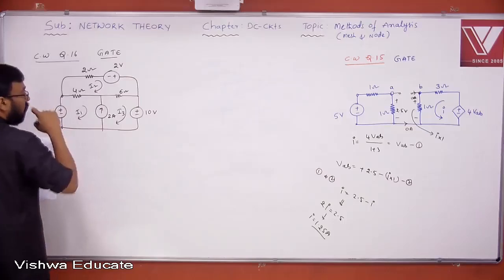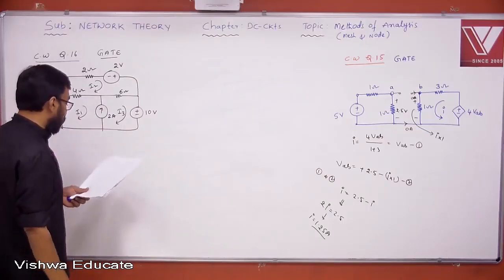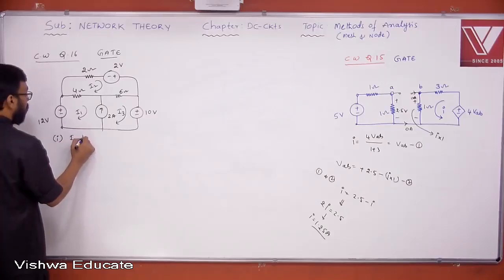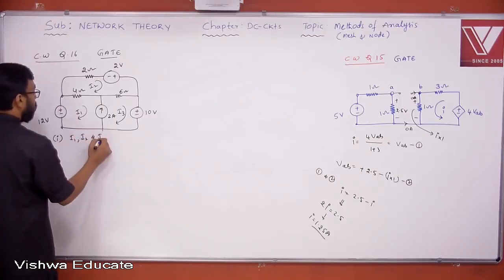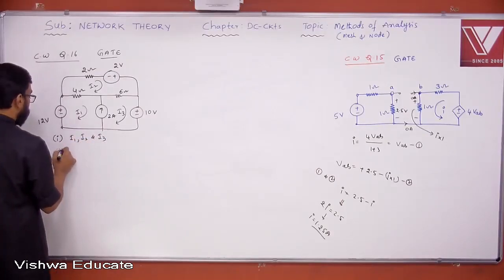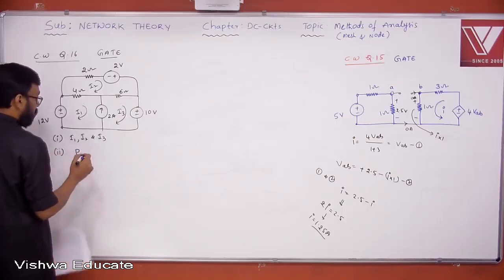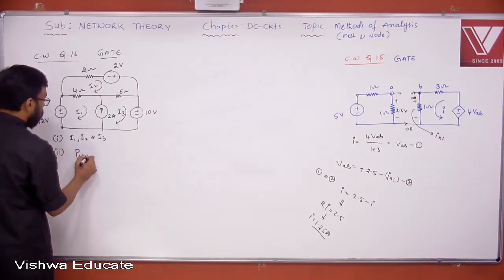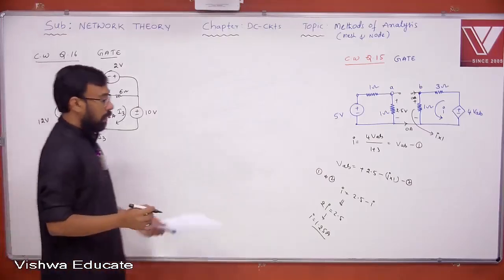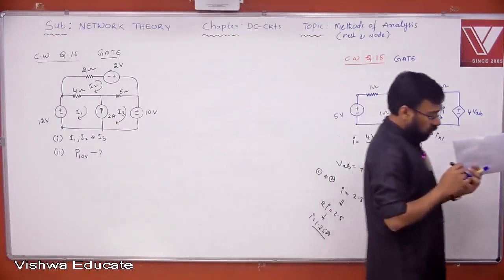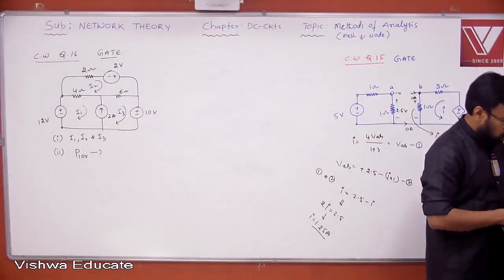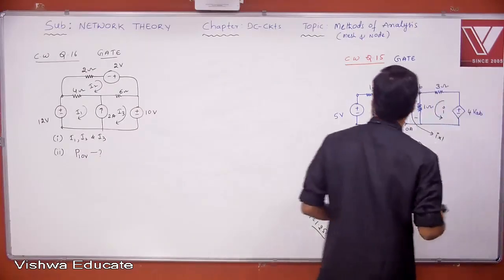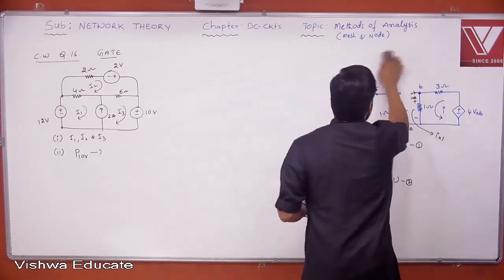So now you are expected to find what in this question? I1, I2 and I3. And the power developed in the 10 volt source. So you are supposed to find these two. Let's see how we are going to find it.